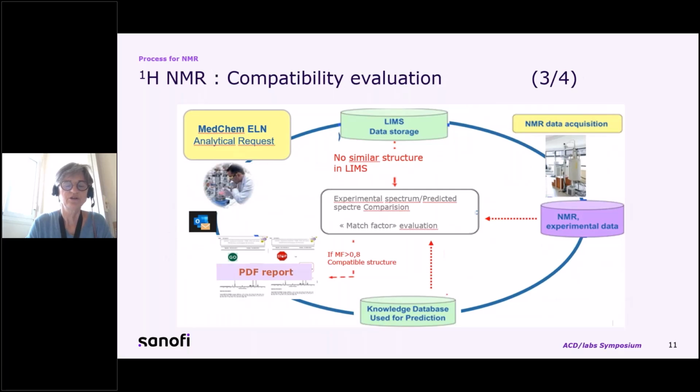If there is no similar structure in our LIMS, the system compares the experimental spectrum with a predicted spectrum extracted or calculated from the knowledge database used for prediction. A match factor is calculated. If the match factor is more than 0.8, the structure is declared compatible with the data. A PDF report is generated and sent directly to the chemist.